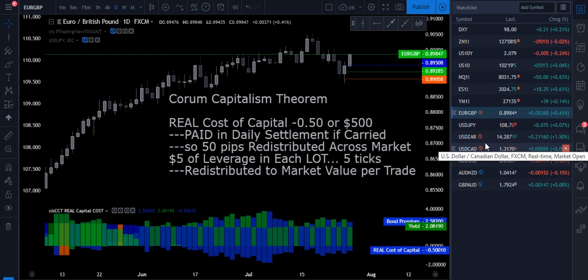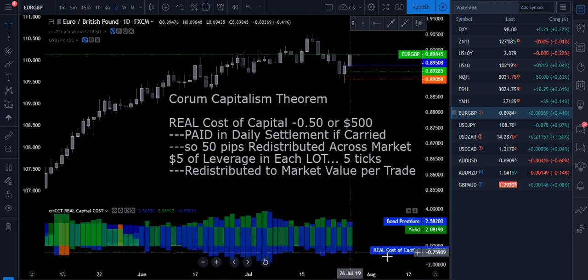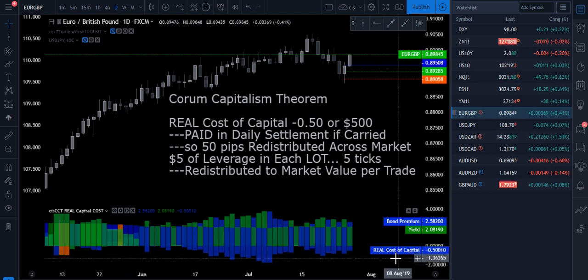When you look at the CIS CCT real capital cost indicator for the TradingView toolkit, at the bottom you can see that there's a sort of buy-sell condition indicated. You can see that we're negative in our cost of capital. In other words, the market is actually paying a minus 0.50 in regard to the US dollar. And that means that the dollar is underperforming in the economy. And the economy can't afford to pay a yield. And so the bond premium is higher than the yield is.